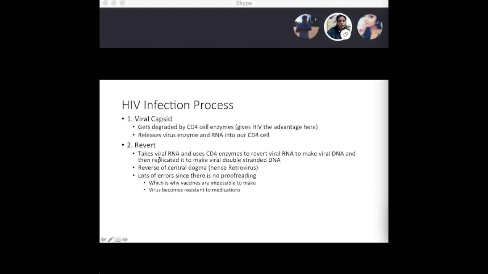And then the reverse transcriptase is going to take the viral RNA and use CD4 enzymes to revert viral RNA to make viral DNA, and then replicate it to make viral double-stranded DNA. Again, it's the reverse of the central dogma. And at this period, lots of errors can occur because there's no proofreading polymerase to do that. And so this is important because it's why vaccines are impossible to make, because there's just going to be so many different strains of it. And then the virus can also, for this fact, become resistant to medications.